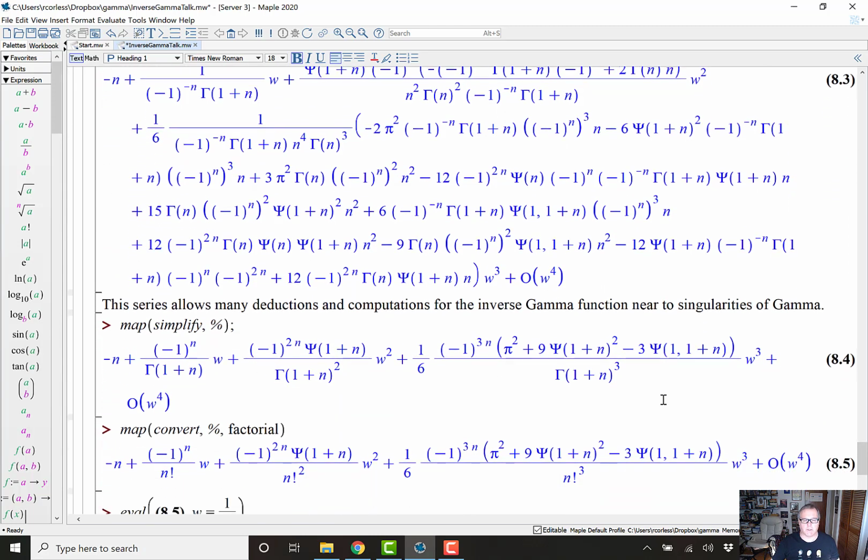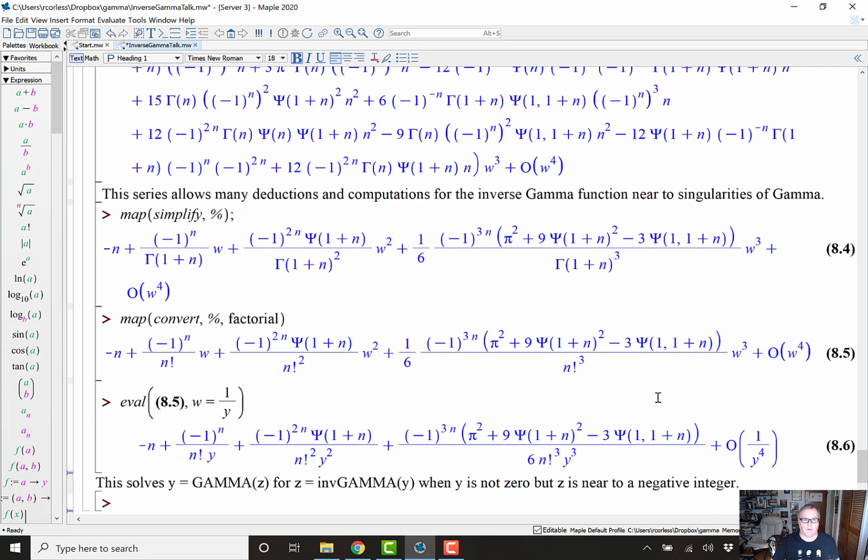I prefer seeing it in terms of factorials. It might seem perverse of me to want a series for the functional inverse of gamma in terms of factorials, but seeing factorial reminds me that these things are integers. So N here is a positive integer. And we have the series Z is equal to minus N plus minus 1 to the N over N factorial times W plus blah times W squared. Look at that N factorial in the bottom here, N factorial squared in the bottom here, N factorial cubed in the bottom here. This series converges like a bomb.